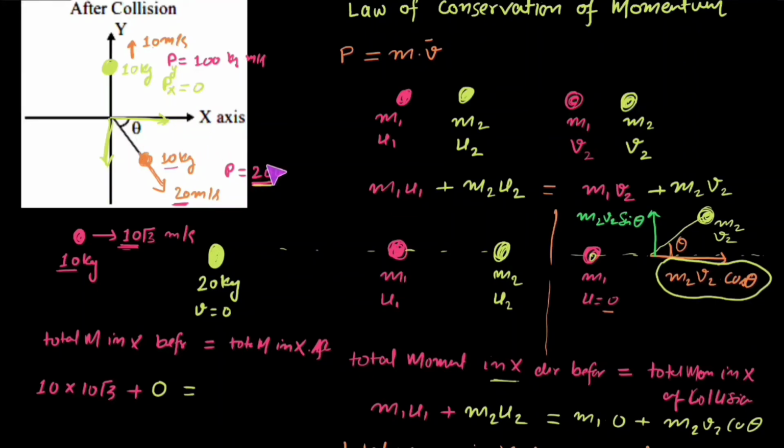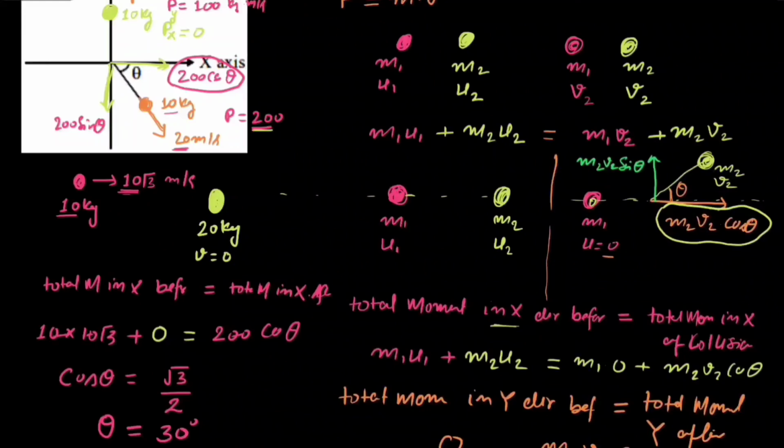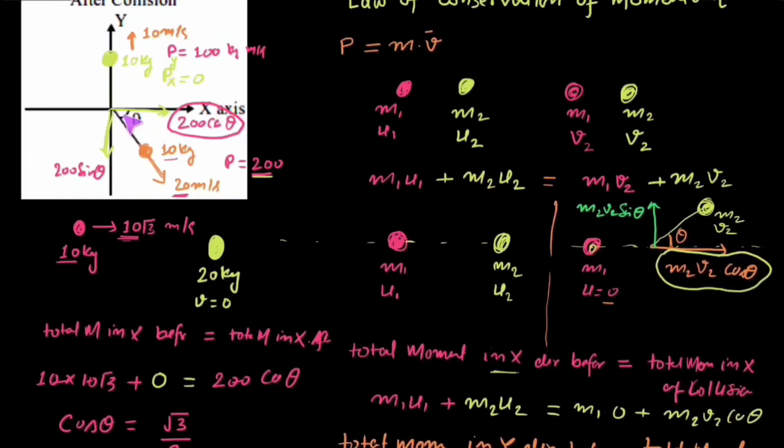The x component of this 200 momentum would be 200 cos theta, and the y component would be 200 sin theta, because here I am just talking about the component in the x direction. So this 200 cos theta is in the x direction, and the total momentum after collision in the x direction is only 200 cos theta. So this would be equal to 200 cos theta. From here cos theta comes out to be root 3 upon 2, and this way the value of theta comes out to be 30 degrees. So this is the momentum in the x direction after the collision.